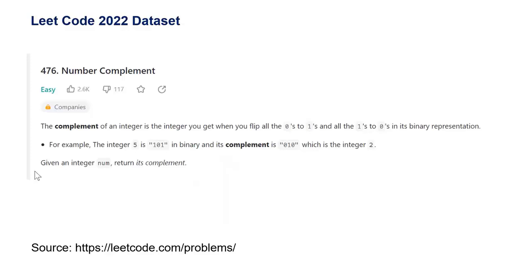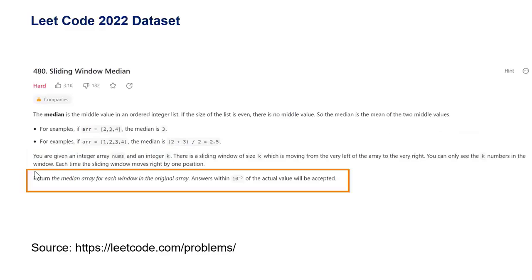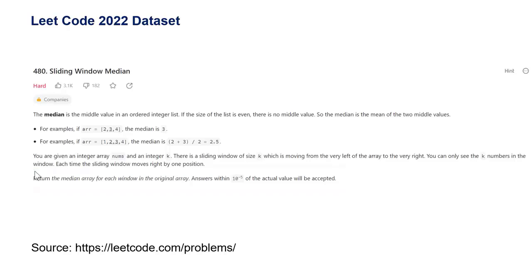Once again, the source is mentioned at the bottom of the slide. This is an easy problem. You're given an integer and you're required to return its complement. Let's take a look at a harder problem. Here, the goal is to return the median array for each window in the original array. And answers within a certain range of the accepted value are deemed correct.